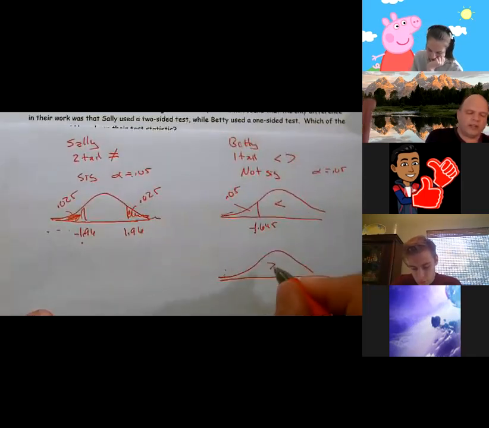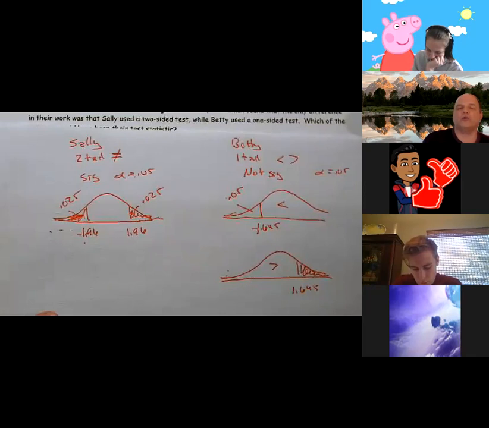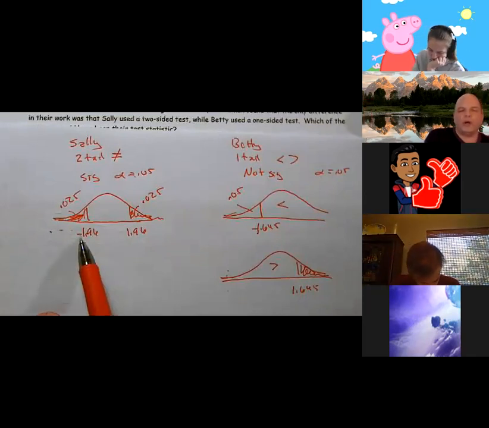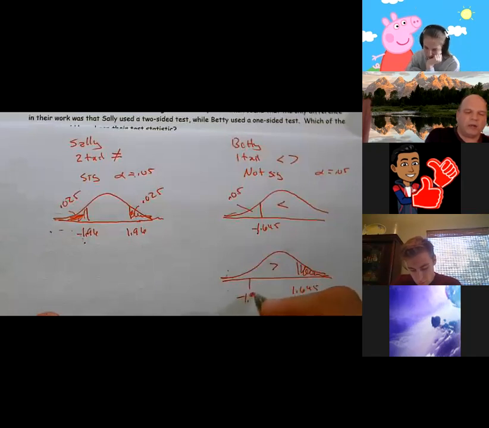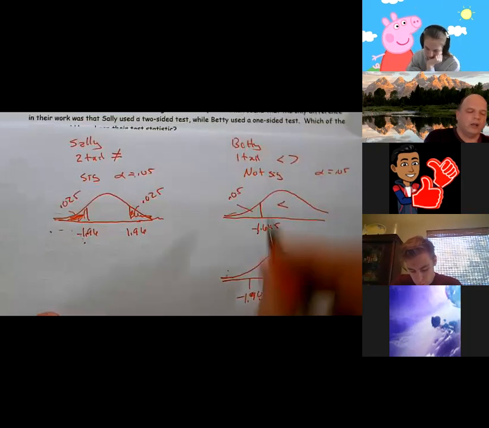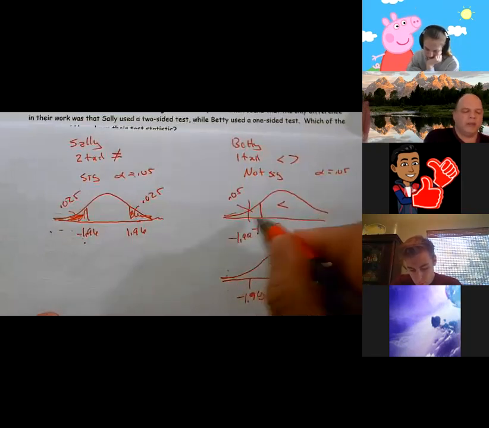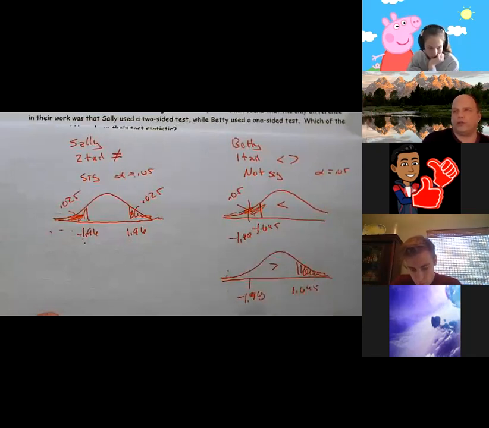Well, what if she had done an upper tail? If she'd done an upper tail, her rejection zone would be at positive 1.645, and she could have only rejected if she had a value greater than 1.645. Anything less than that, she would not have rejected. So basically, we know that Sally had to have had a negative 1.98, and Betty had that same negative 1.98. Because she did an upper tail, she would have failed to reject. She would have rejected with a lower tail, but obviously she must have done an upper tail and failed to reject.